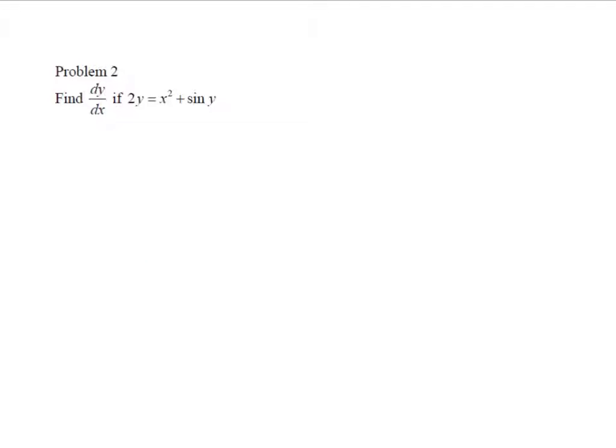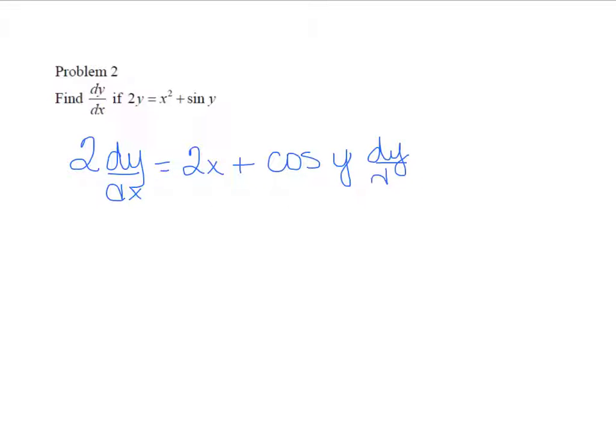So in this problem, dy dx equals 1 over 2y. Problem 2. Find dy dx if 2y equals x squared plus sine of y. Notice here we have two y values. So the derivative of 2y would be 2 dy dx. Anytime we take the derivative of a y, we need to follow it with dy dx. The derivative of x squared is 2x plus the derivative of sine of y. Think of the chain rule. The derivative of sine is cosine. Leave the inside alone. The derivative of y is dy dx.